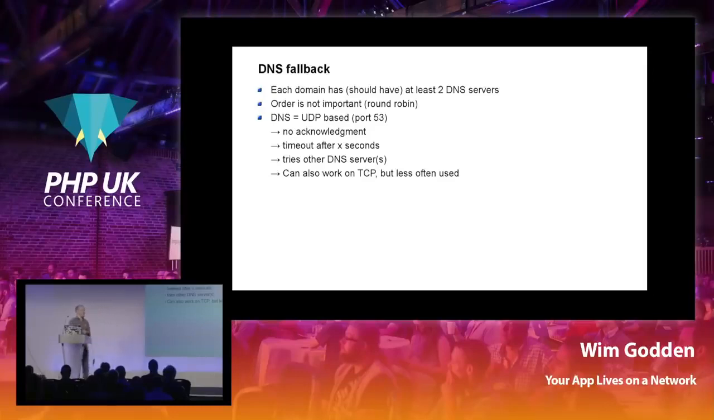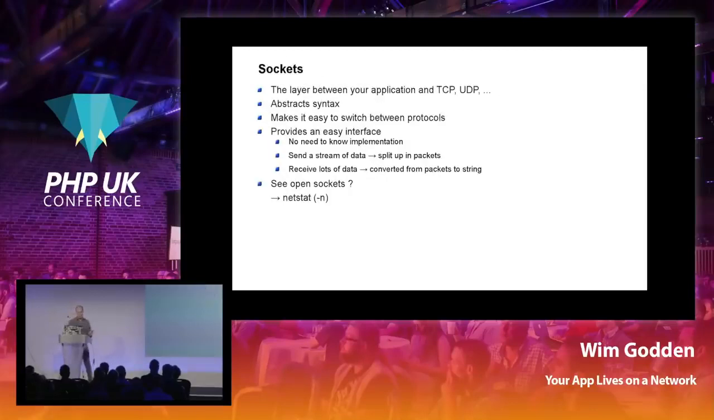And DNS is UDP based. Now that's kind of a good thing because it means we don't need to establish a three-way handshake, so that's faster. But it also means we don't know if the packet arrived. So we get no acknowledgement. So the only way to fix that is by having a timeout after X number of seconds, usually 2 seconds. And then we try another DNS server. It can work over TCP, but it's not used a lot anymore. Most people use UDP nowadays. OK, so that's a bit more about DNS. And then I said I want to talk about sockets quickly.